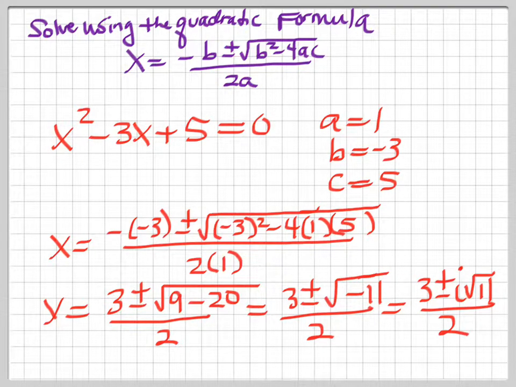And you can put the i in front of the square root, or it's really more appropriate behind it, but this is okay. So we'll just say it's 3 plus or minus i square root of 11, all over 2.